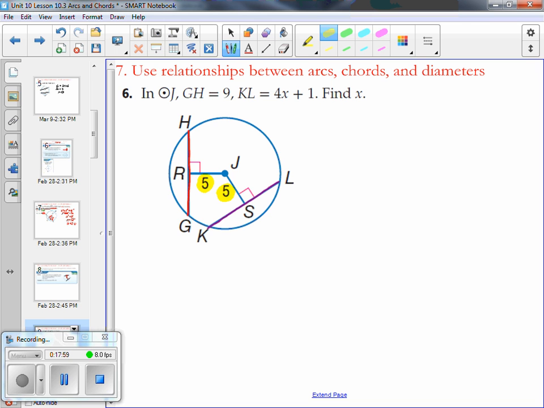What's the significance of those 5s? The same distance away. Those 5s are congruent to each other, so those two segments, those two chords, are equidistant from the center. And our theorem says if they're equidistant from the center, they're congruent. So 9 has to equal 4x plus 1. The length of the red one, 9, has to equal the length of the purple one, 4x plus 1. What's x equal?